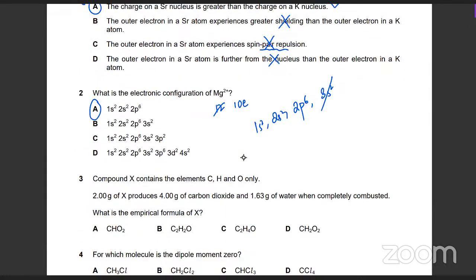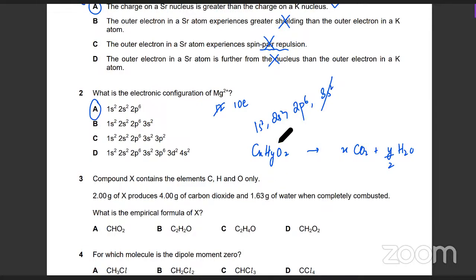For the next one, I've got compound X and it contains elements C, H and O. 2 grams of X produces 4 grams of carbon dioxide and 1.63 grams of water when completely combusted. What is the empirical formula of X? I don't know what this compound is, but I know when it burns, it produces carbon dioxide and water, right? So it's going to produce x carbon dioxides and y/2 water molecules, right?